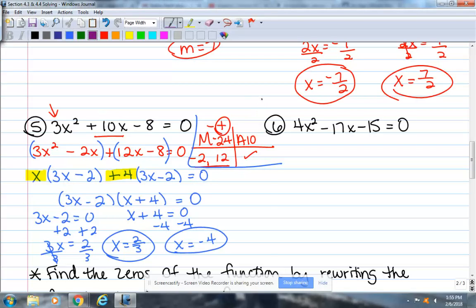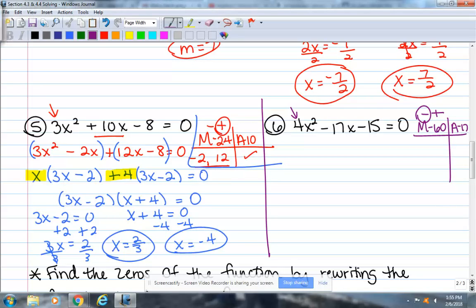Number 6 over here, same thing. Okay? It's got 3 terms. So we're going to make our table. We're going to do it the long way because there's a 4 there instead of a 1. Okay? 4 times negative 15 is negative 60. So we want 2 numbers that multiply to get negative 60 and add to get negative 17. You're going to need one of each, and the bigger one will be a negative, right?